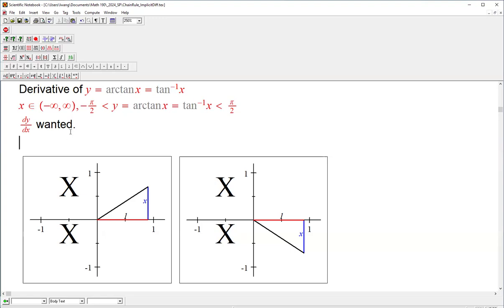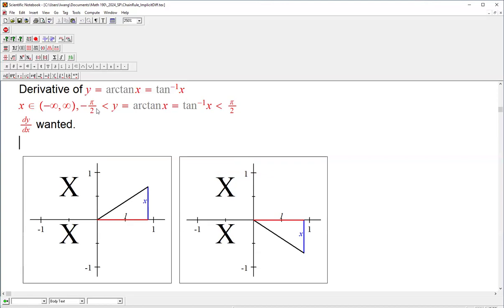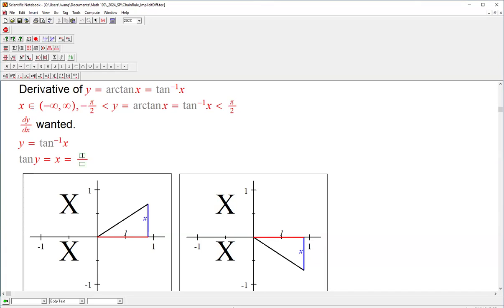Okay, the derivative of arctangent. We start by assuming y is equal to arctangent of x. We can just use one of the forms. And this implies that tangent of y is equal to x. Tangent of y equals x means what? It means in either one of these pictures, it is x over 1, the opposite side over the adjacent side. So the opposite side, blue, is x. The adjacent side, the red, equals 1.